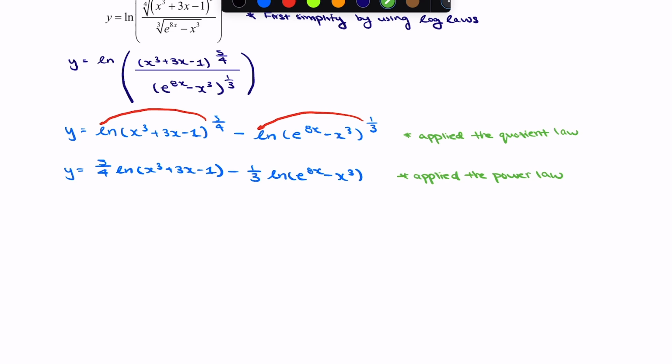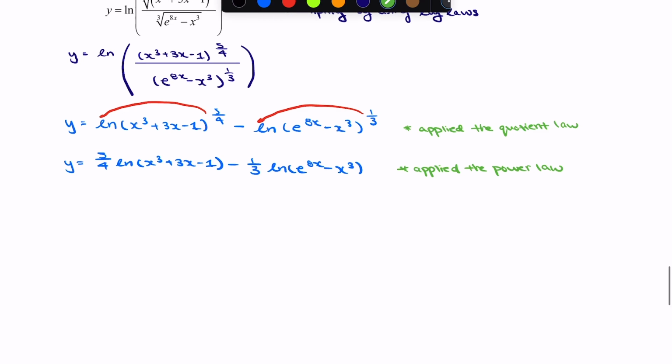Okay, so now that we simplified it a little bit, now we can differentiate. So here we have y prime is equal to 5 over 4. Remember, when we look at the ln or natural log, we do 1 over whatever is inside the brackets. So here it's x cubed plus 3x minus 1. Then we multiply that by the derivative of the inside, which in this situation is 3x squared plus 3.